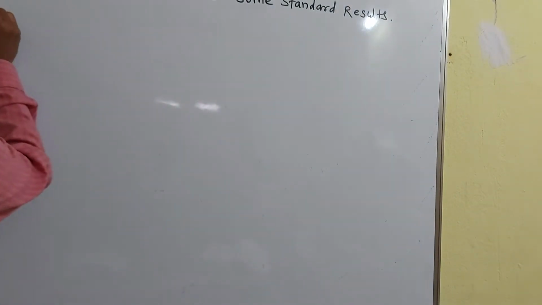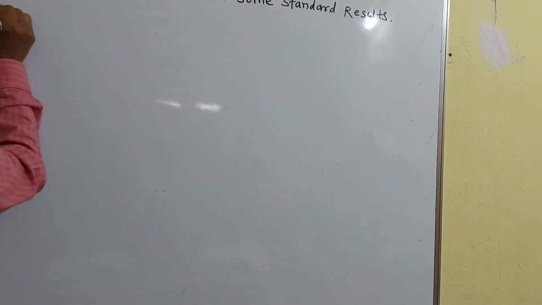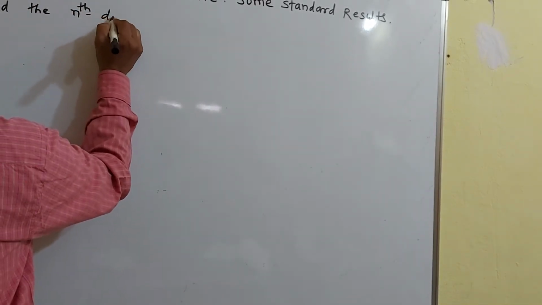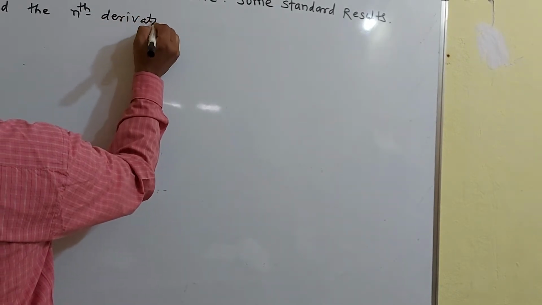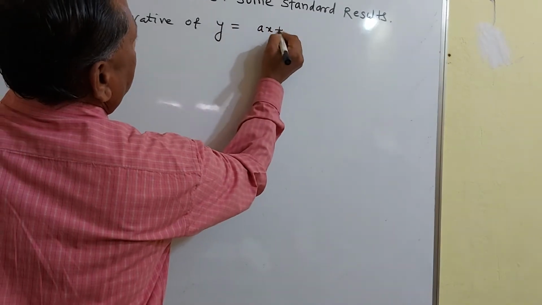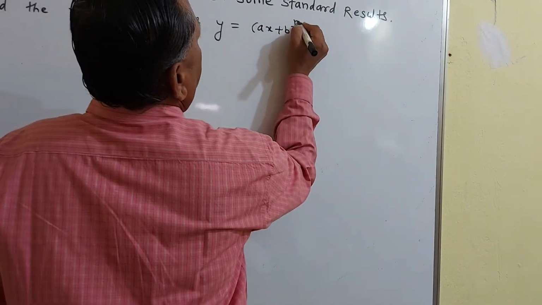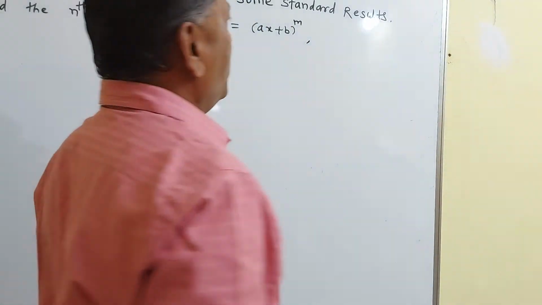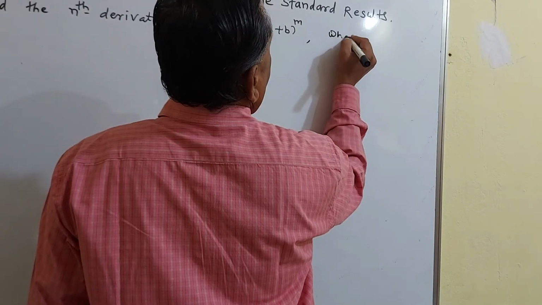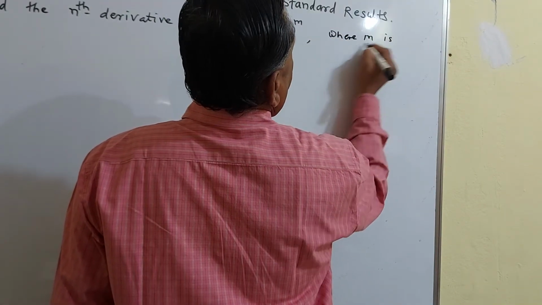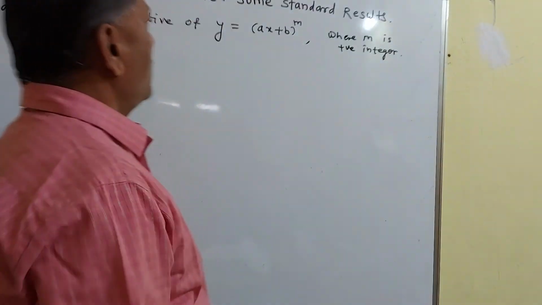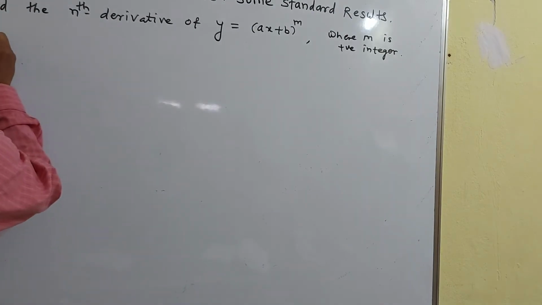First, find the nth derivative of y is equal to (ax plus b) raised to m, where m is a positive integer. Solution.